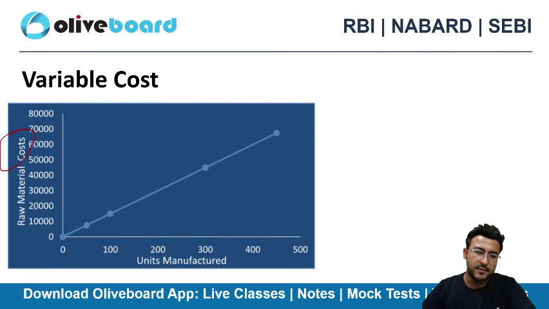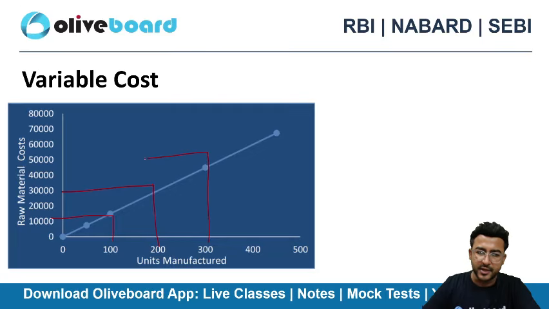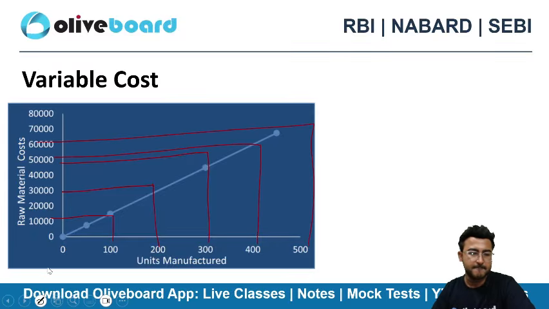My cost will go up along with my level of activity. If I'm producing 100 units, the cost will be something; if 200 units, the cost will be more; 300 units, more cost; 400 units, more cost; 500 units, more cost. Right?